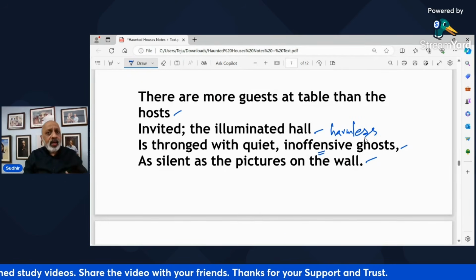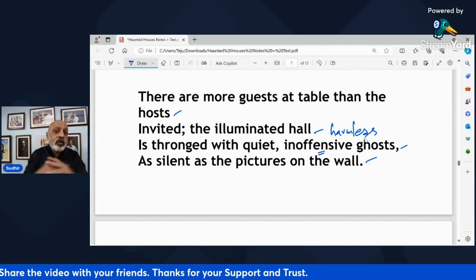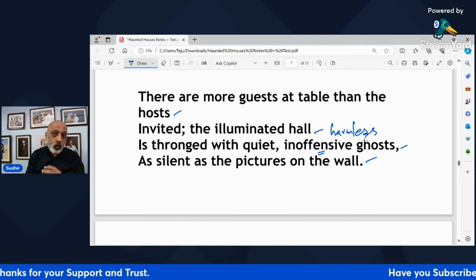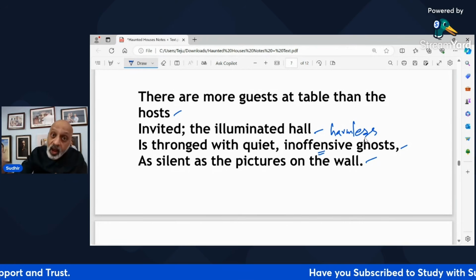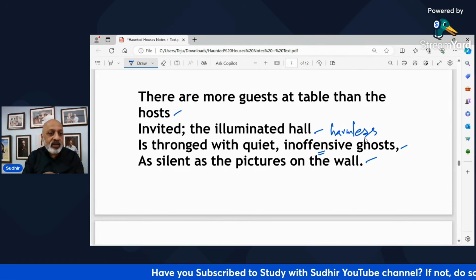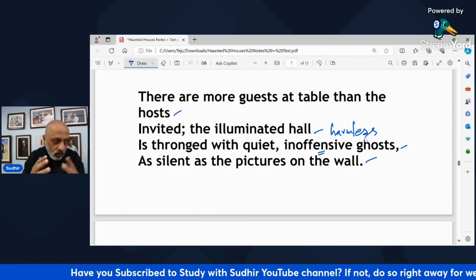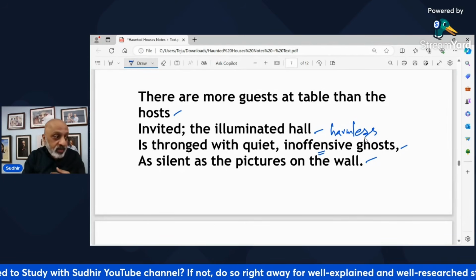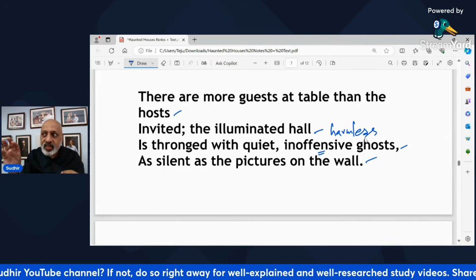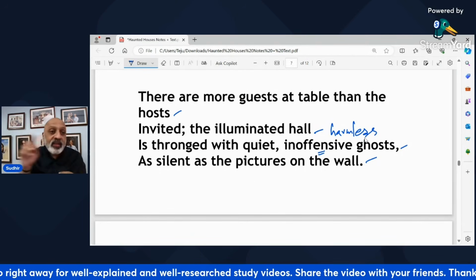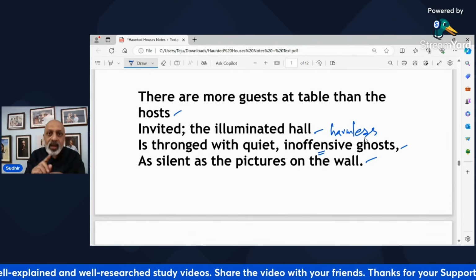Now here the gathering inside a haunted house is described, and the focus is on the presence of the ghost, that the ghosts are also present inside the house. So the first line, there are more guests at the table than the host. It creates a sense of, again, unease. There's a sense of surprise, because it is suggesting that there are unseen and uninvited guests at the dining table. They are present as part of the gathering.